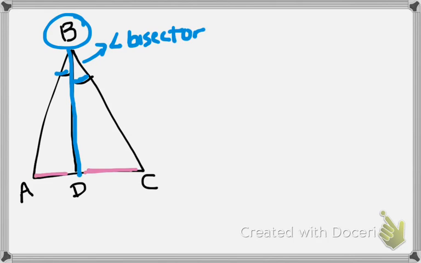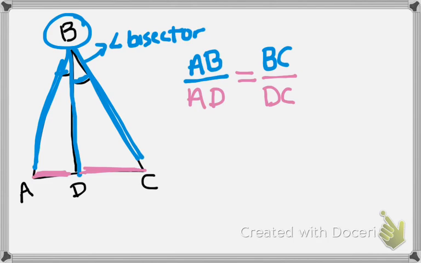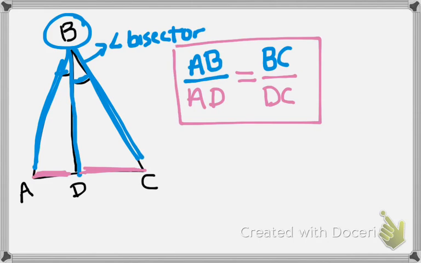As a result, here's the proportion that we get. Side AB, which has not been cut by the angle bisector, corresponds to the segment AD that happens to be on the same side adjacent to segment BA. That is equal to segment BC, the other side of the triangle that has not been bisected by the angle, and its corresponding part down here, DC. And that is our proportion that is a result of an angle being split into two equal angles.